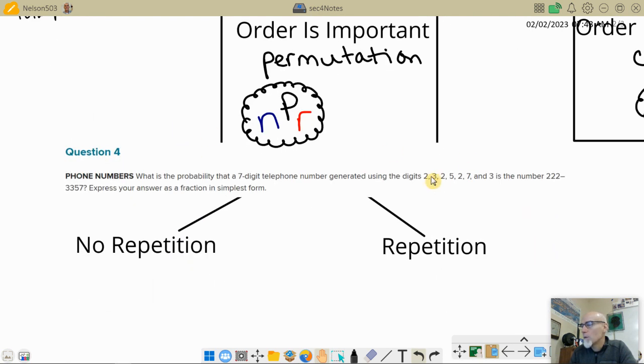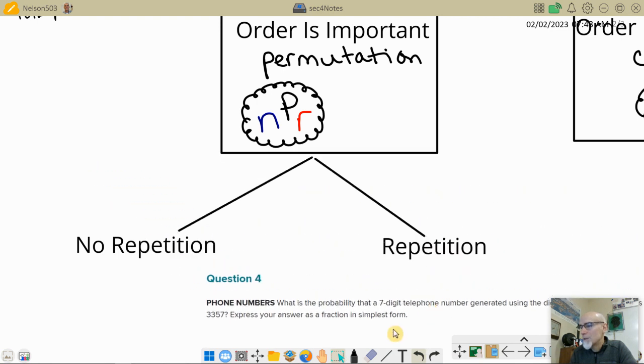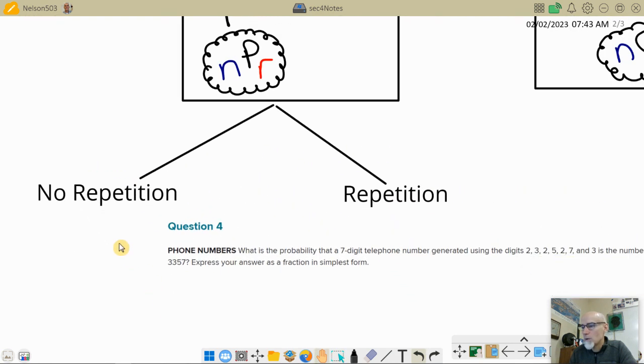Okay. So we come down here, and then here's the trick. We have some numbers in here that are repeated. 2, 2, 2. It happens 3 times. I'm looking for my move button here. So I'm going to move it over here to repetition. This is a repetition situation.